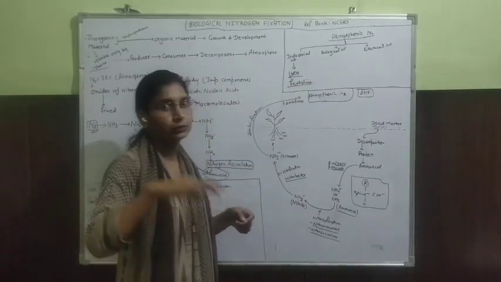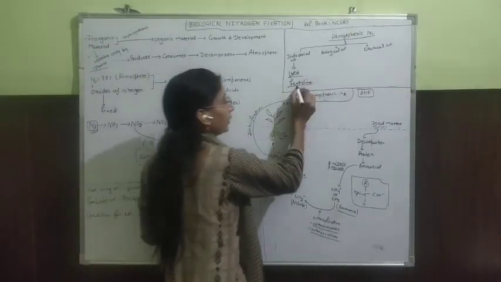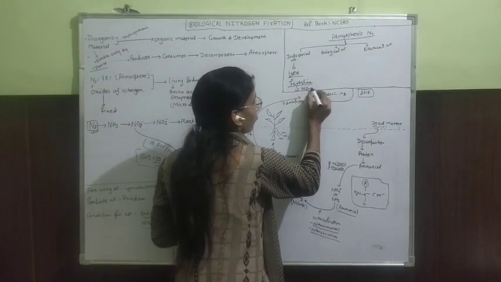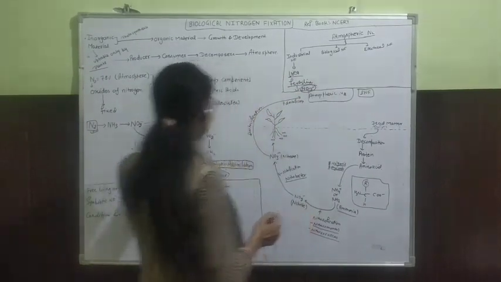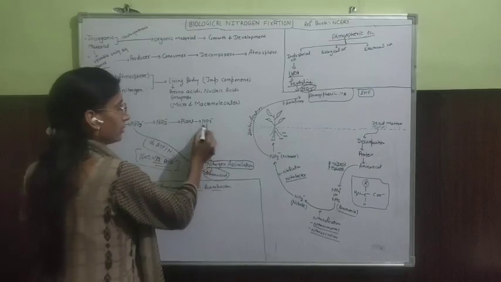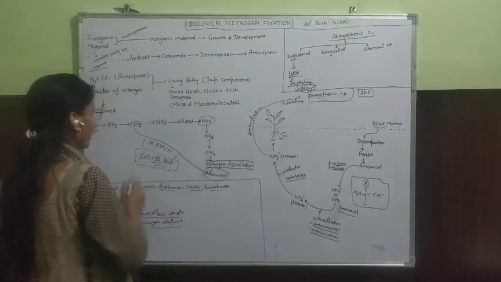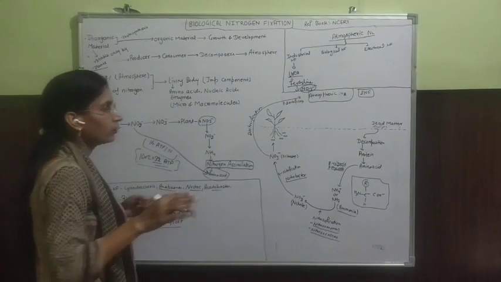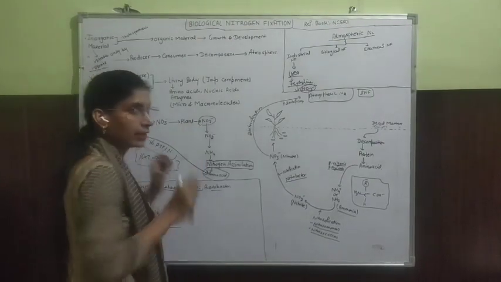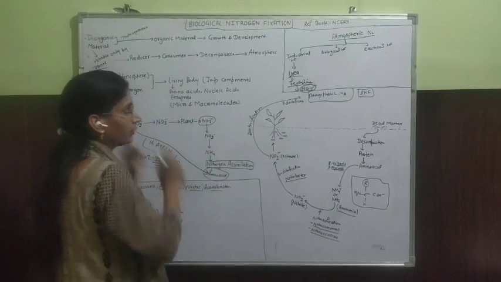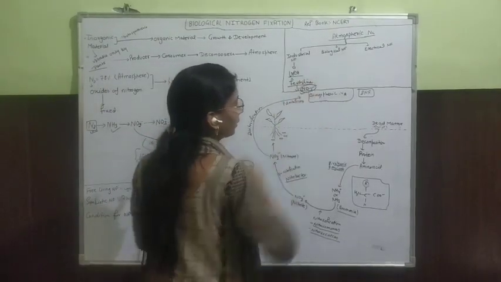When it is thrown into the field, it is converted into the nitrate form. And I already told you here that the nitrate form is the most consumable form, which is taken up by the plant, and the ammonia. Only these two forms, ammonia and nitrate, are consumed by the plant, so it is converted into the nitrate.